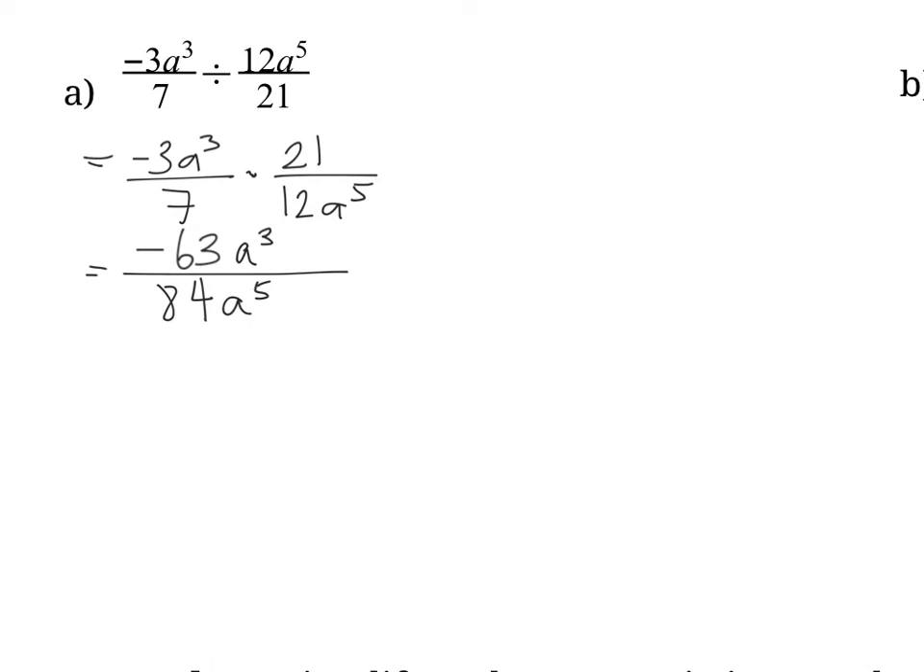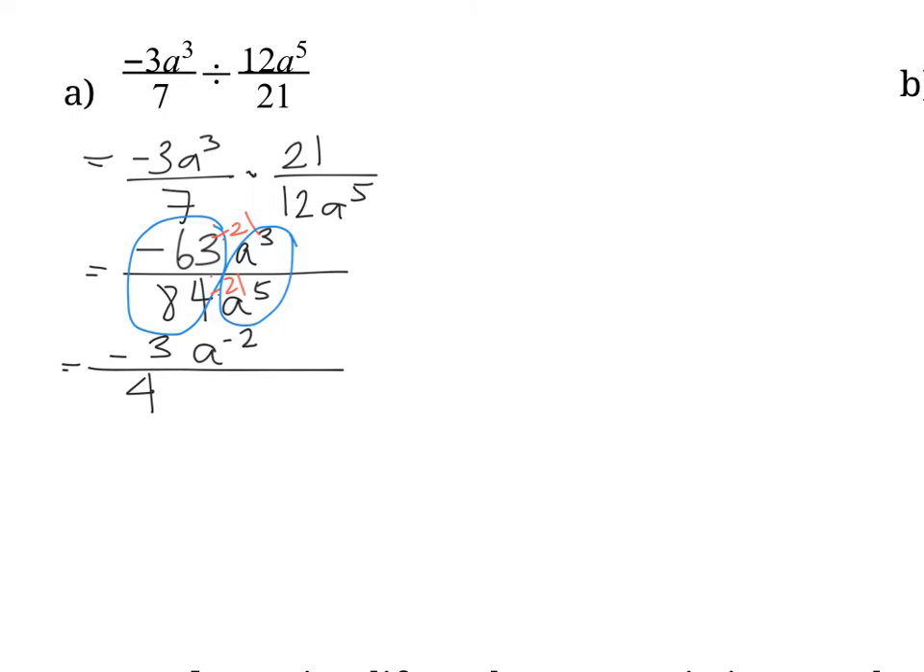And now we're ready to just simplify. So we've got this fraction, negative 63 over 84. We're going to reduce it because both are divisible by 21. So I'm going to divide by 21 and divide by 21. And we're going to be left with negative 3 all over 4. And now we're going to deal with our a values. So we have a to the power of 3 divided by a to the power of 5. So we're going to subtract 3 minus 5, and we're left with a to the power of negative 2.